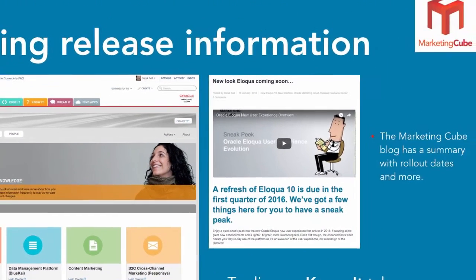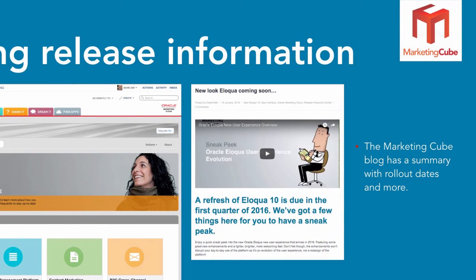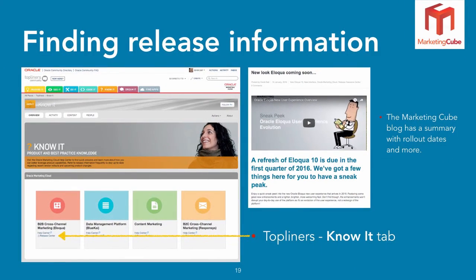In addition to that, you can go to the Marketing Cube blog at marketingcube.com.au. There you'll find the video consolidated into one place, along with the schedule for rollouts beginning early in February. And there you'll find some additional pieces of information, along with some links to other resources at Topliners as well. So either of those will be helpful for you.